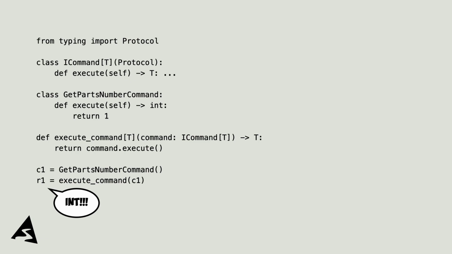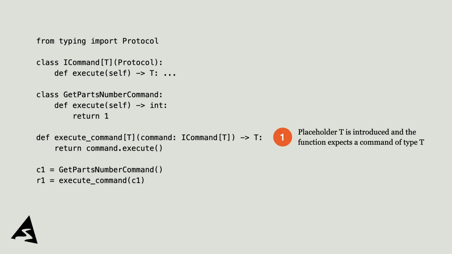Do you remember that the type checker inferred R1 to be an integer? But how is that possible? Notice that this concrete execute method does not have any parameters. So how could it infer type integer? The crux is in the execute command function. Functions can also be generic.